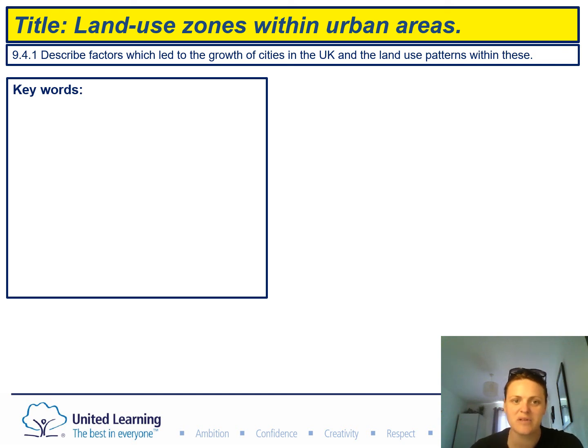So we're going to be able to describe the factors which led to the growth of cities and the land use patterns within these. In other words, we're going to look at how cities have grown over time and what they look like from the middle of a city right out to the edge of cities. So we've got some keywords for today.